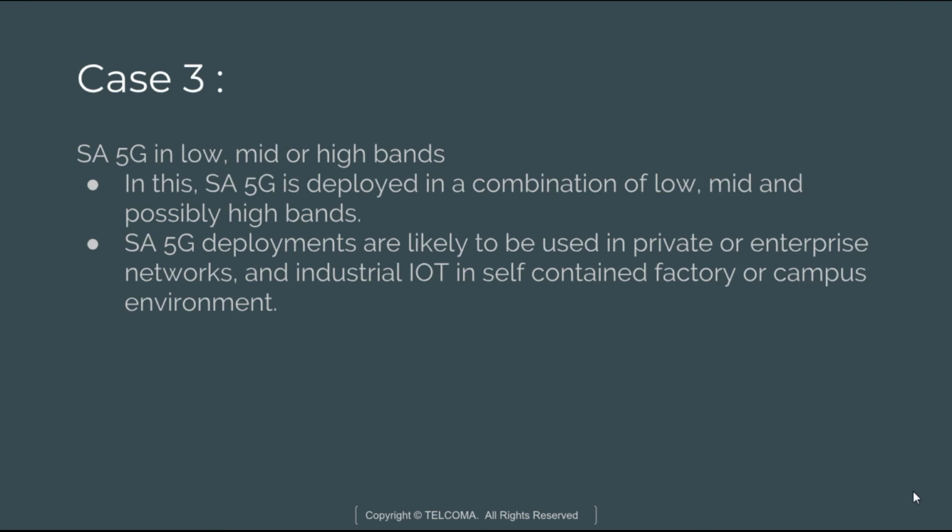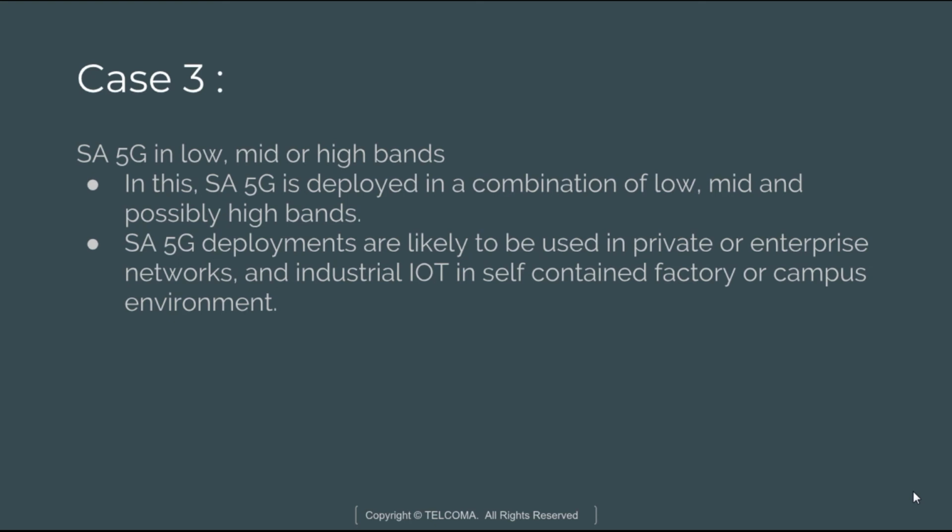Case 3 is that we can use standalone 5G in low, mid and high bands. In this case, 5G is deployed in a combination of all the low, mid and high bands. 5G radios will be deployed as standalone units with dedicated connectivity to the core network, fulfilling the new 5G specifications, which means that this solution will be available later than NSA.